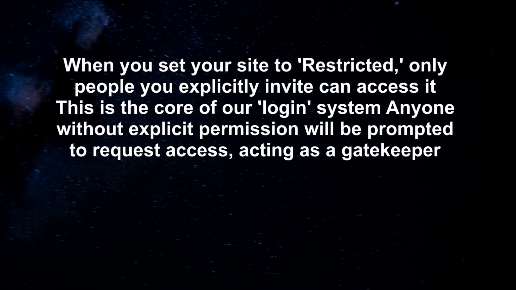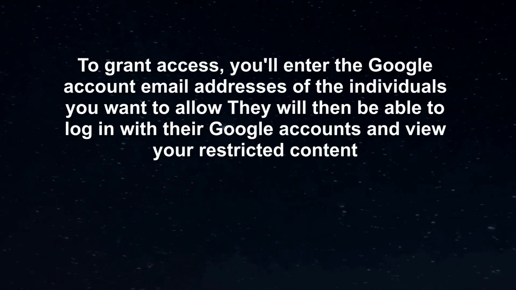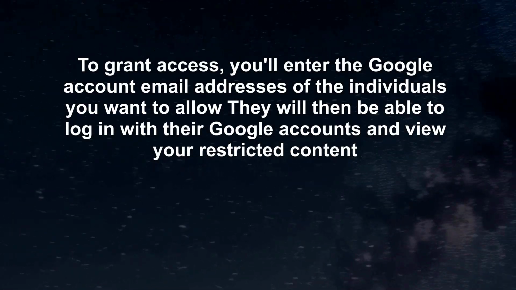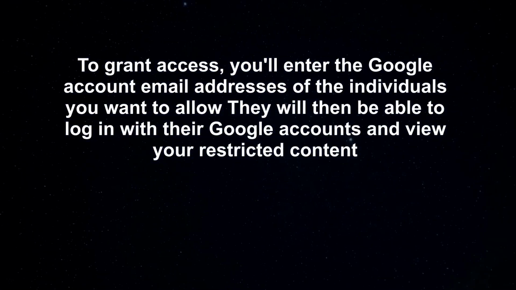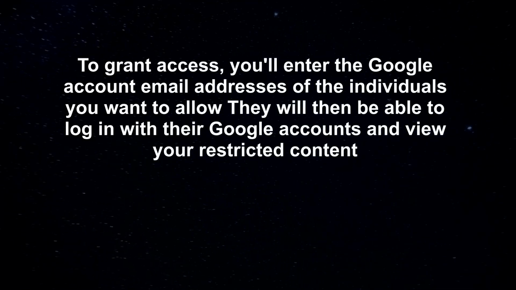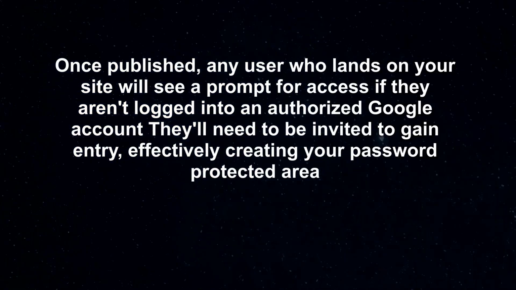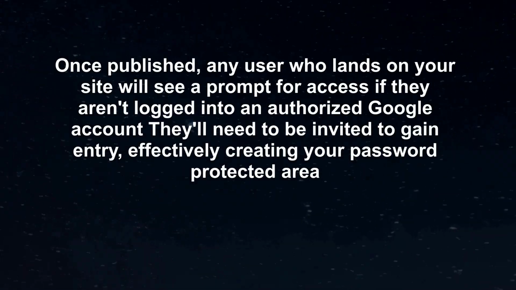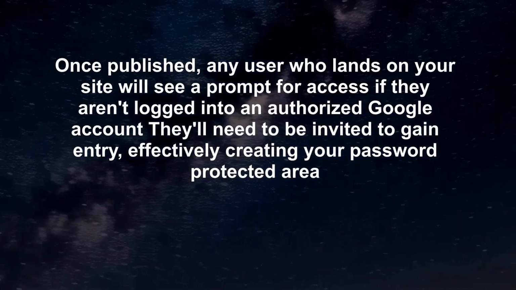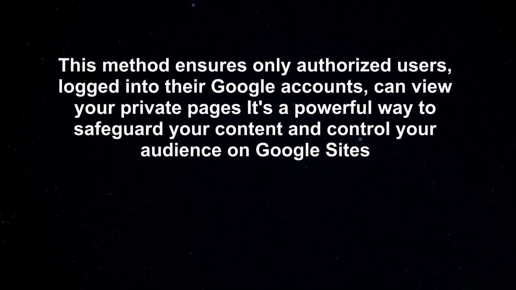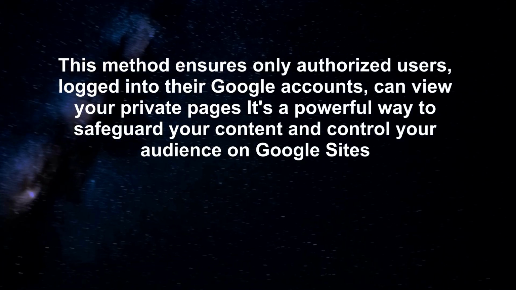Anyone without explicit permission will be prompted to request access, acting as a gatekeeper. To grant access, you'll enter the Google account email addresses of the individuals you want to allow. They will then be able to log in with their Google accounts and view your restricted content. Once published, any user who lands on your site will see a prompt for access. If they aren't logged into an authorized Google account, they'll need to be invited to gain entry, effectively creating your password-protected area. This method ensures only authorized users logged into their Google accounts can view your private pages.